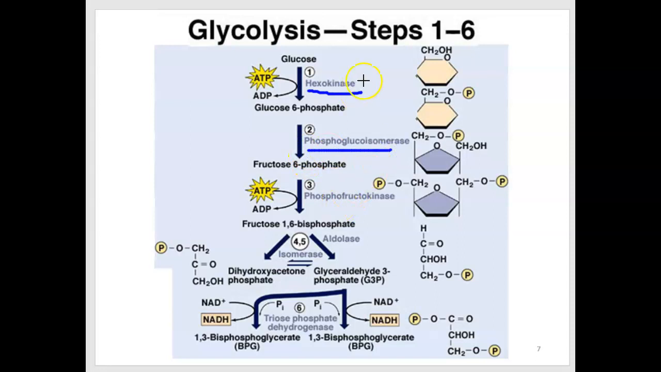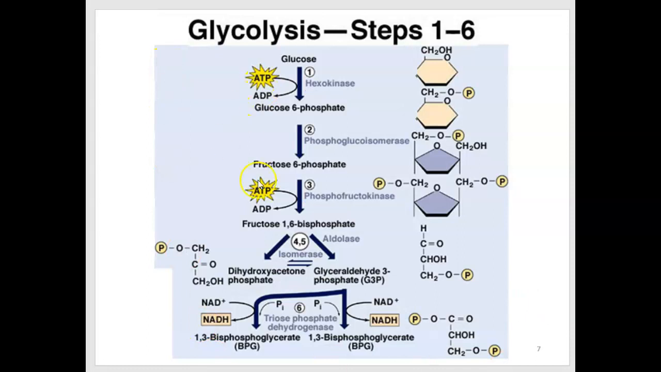Okay, so there are 2 enzymes that will phosphorylate something. Hexokinase does a phosphorylation of glucose, and phosphofructokinase will actually phosphorylate fructose 6-phosphate. Doesn't matter. This is steps 1 through 6.